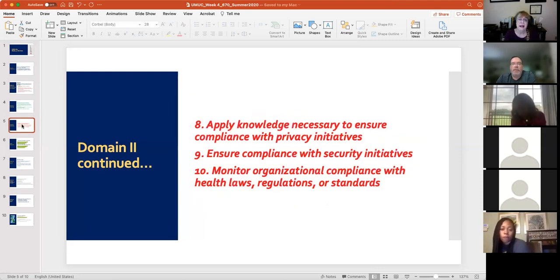All right, and last, apply knowledge necessary to ensure compliance with privacy initiatives. These are the policies and procedures that you create. Oh no, you guys have to create the policies and the procedures, and then you have to do the training, and you have to make sure that everybody complies with this.